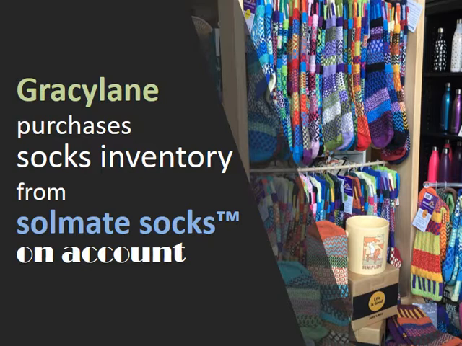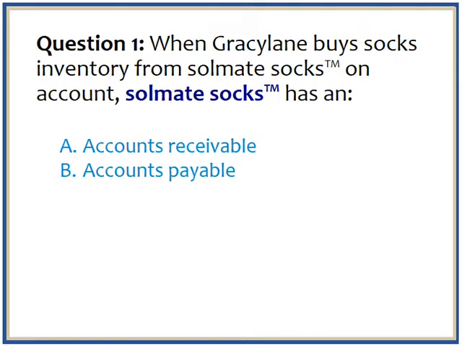Let's go through an example now. Gracylane is a store in Kent, Ohio. It purchases some of its inventory from Solmate socks. These transactions we are going to go through are fictitious. Before we do the journal entries, let's review a few things from the prior videos.